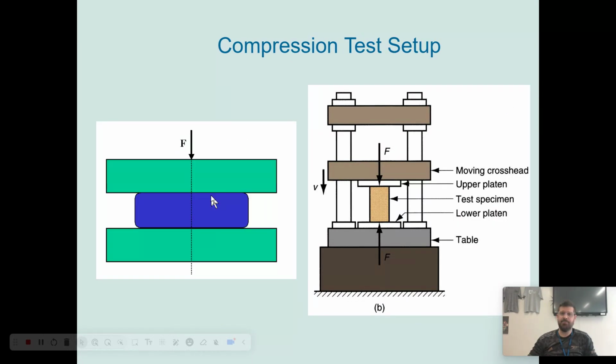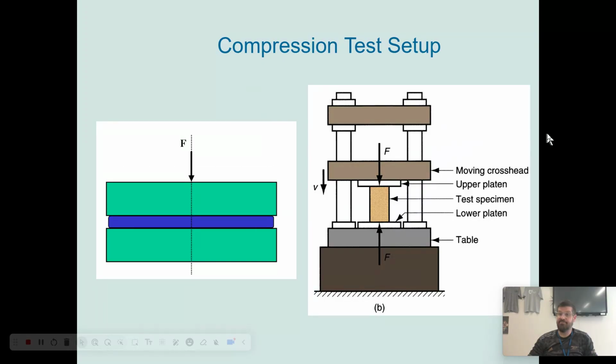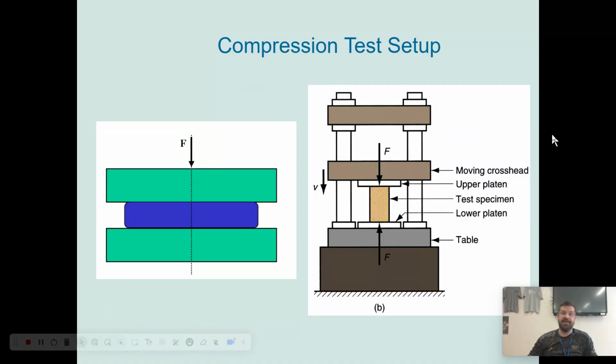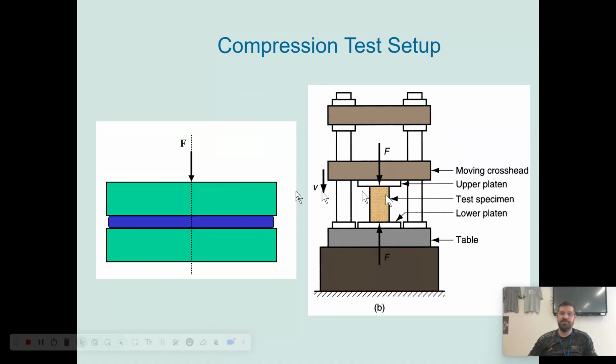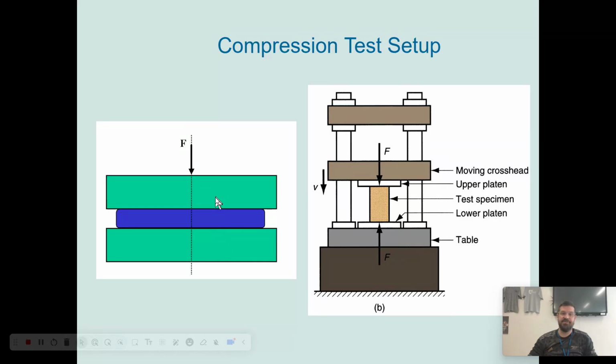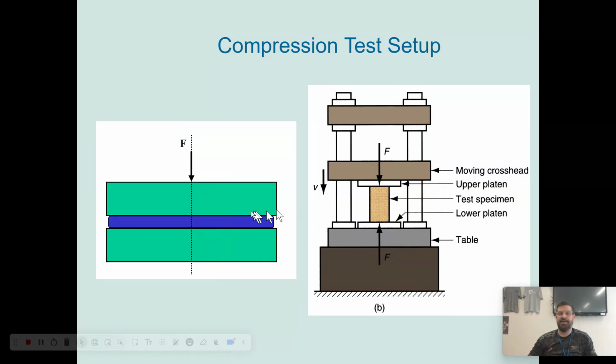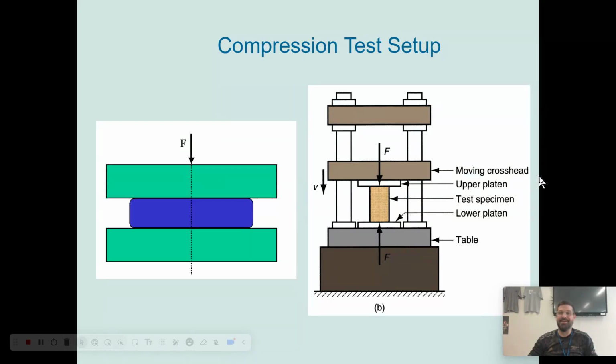The compression test works exactly the opposite of the tensile strength test, and you can see what happens. You put the material in the middle, you push down on the top, push up on the bottom, and it gets fatter and shorter. Okay, cool. That's it.